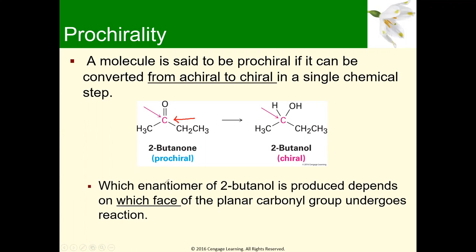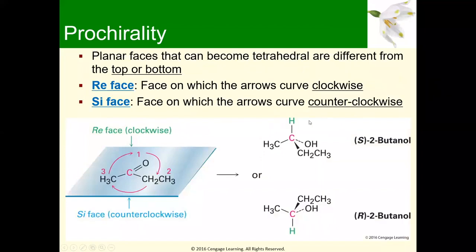So which enantiomer of 2-butanol is produced depends on which face of the planar carbonyl undergoes the reaction. Okay, so that's one way that a compound can be considered prochiral. All right, so we have some labels for those different situations. So as I said, the planar faces that can become tetrahedral, so right now they're not tetrahedral, they're trigonal planar, but when they become tetrahedral, they look different from the top and from the bottom.